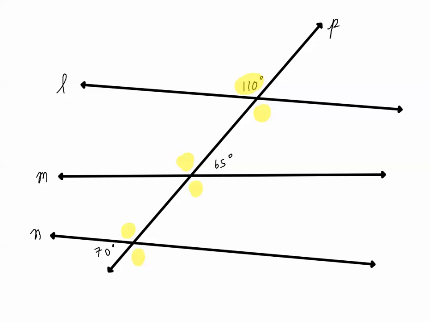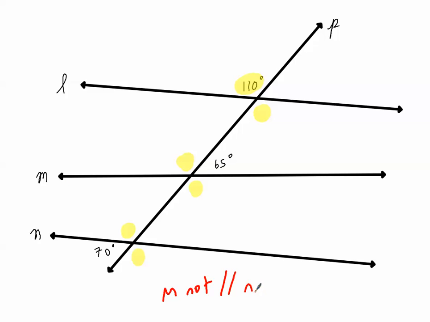Let's take a look at our small angles. Nothing here, nothing here. 65, nothing, nothing, and 70. Small should equal small. Well, are 70 and 65 the same thing? I want you to notice 70 is touching this line N, 65 is touching M. Because these are not equal, small does not equal small, we know M will not be parallel to N.